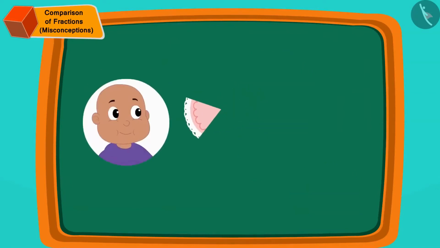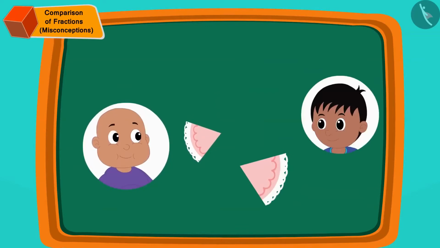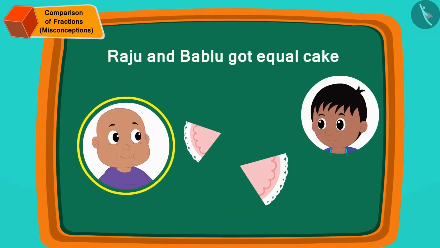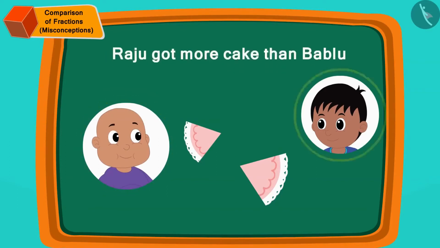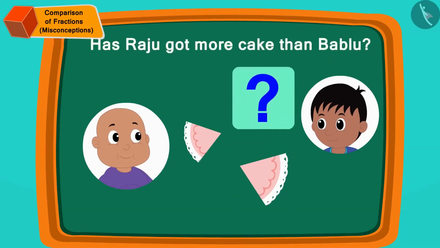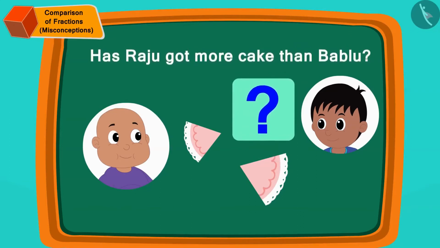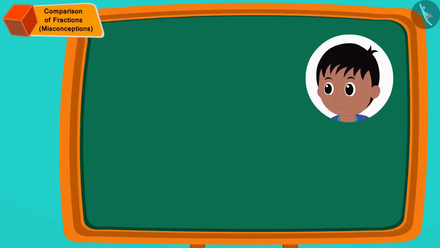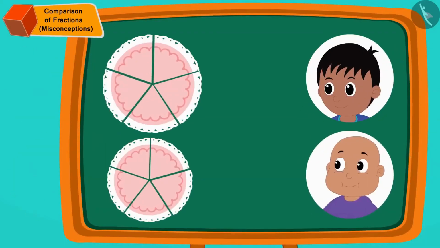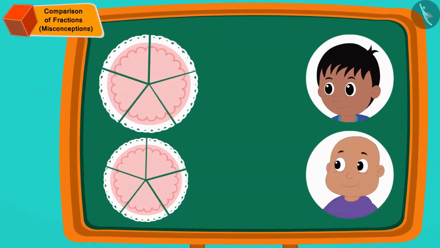Now, Raju told Bablu that he and Bablu had got equal cake. But Bablu is fighting with Raju that Raju has got more cake than him. Children, can you tell which of the two is correct? Let us first look at the cake that Raju and Bablu got in the form of fractions.